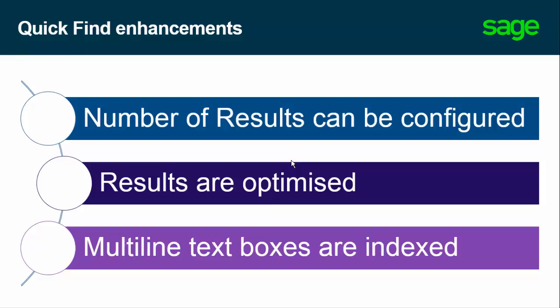So to wrap up the quick find enhancements, quick find has seen enhancements to the size of the results list, how those results are returned to find the most relevant data, and now also to search within multi-line text boxes.